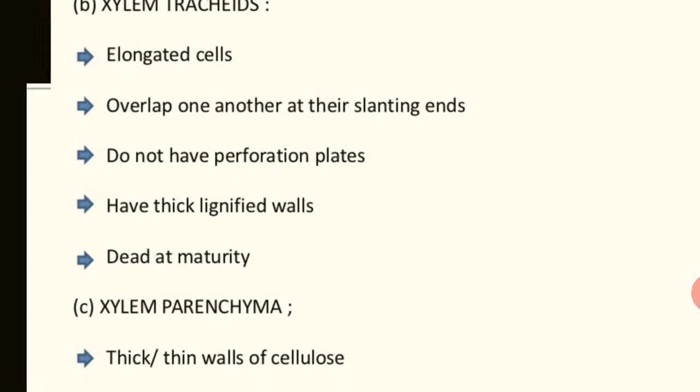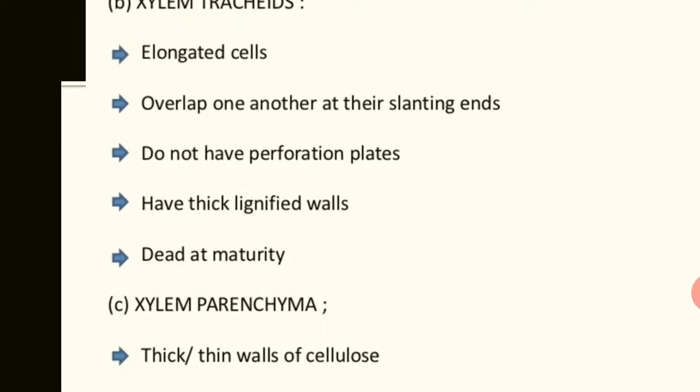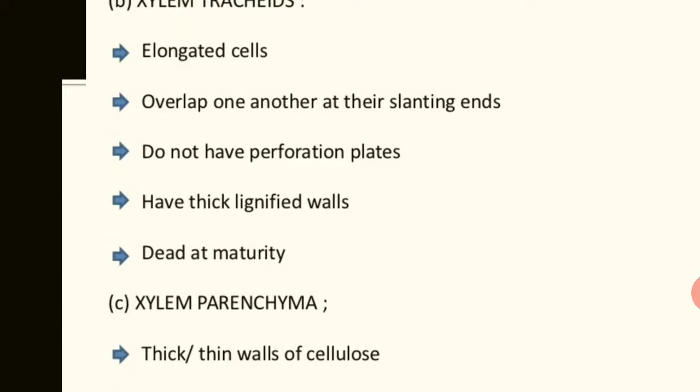Xylem, the second one is the xylem tracheids. The first one was the xylem vessels, then the second cell is known as the xylem tracheids. Xylem tracheids are elongated cells, of very long appearance, and they overlap one another with their very slanting ends, so they do not have perforation plates. No perforation plates are there in xylem tracheids, which have very thick lignified walls, and after maturity they also become dead cells.